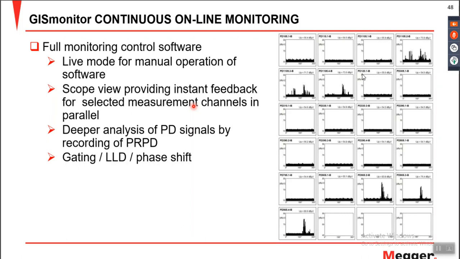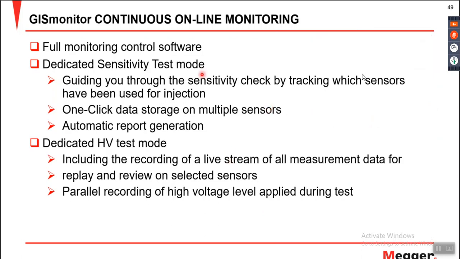Apart from this, you can always take this software in offline mode, and you can identify PD signals which are there but have not crossed the threshold value of an alarm or warning, and check whether there is any activity on any sensors. So if you want to do periodical checks with the continuous monitoring system, you can do that as well. A very important feature of our instrument is that it comes with a dedicated sensitivity and high voltage test mode, so the same instrument can be used during the commissioning stage of a GIS. During commissioning, you can perform the high voltage and partial discharge measurement with the help of our monitoring system.